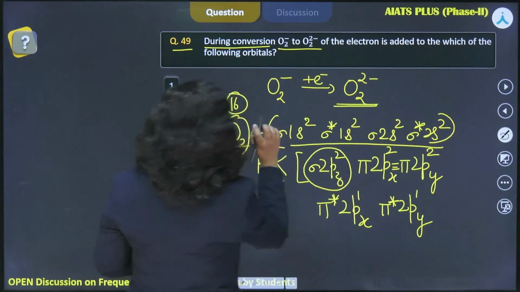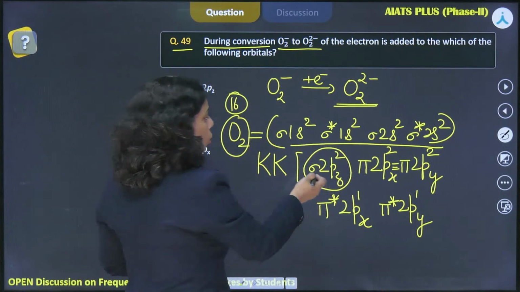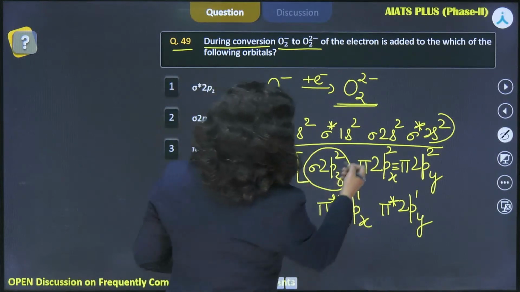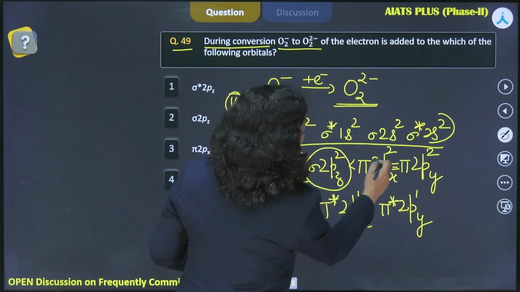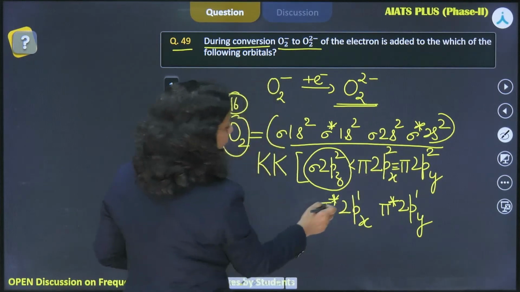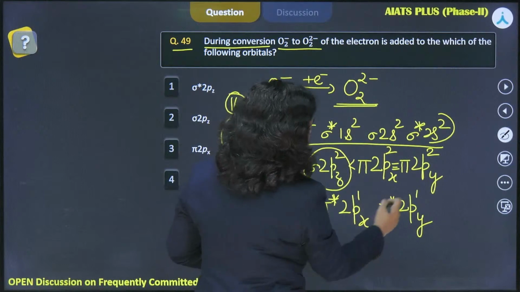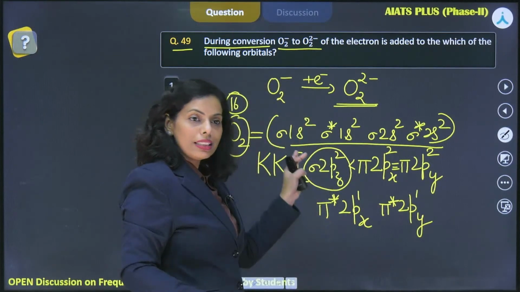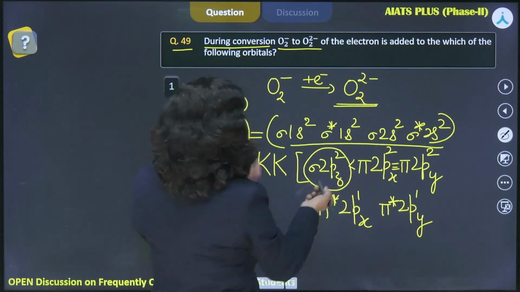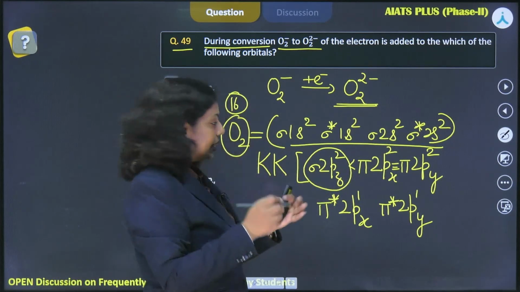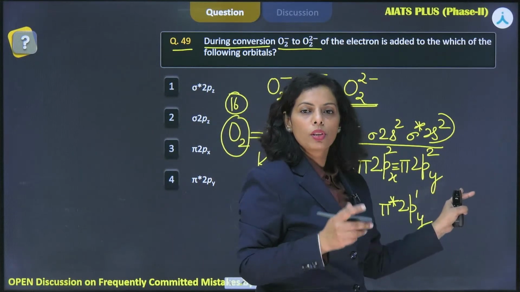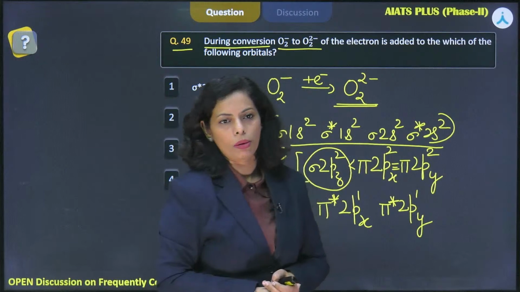And after that, if you are looking at more than 14, 2pz is filled first, right? And higher energy is aligned with pi 2px and then pi 2py. They have similar energy. And then the turn comes for pi anti-bonding 2px and pi anti-bonding 2py. So this is how we fill more than 14, right? And when it comes to 14 or less, in that case the sigma 2pz will come after pi 2px and pi 2py. So this is the only variation that you need to remember.